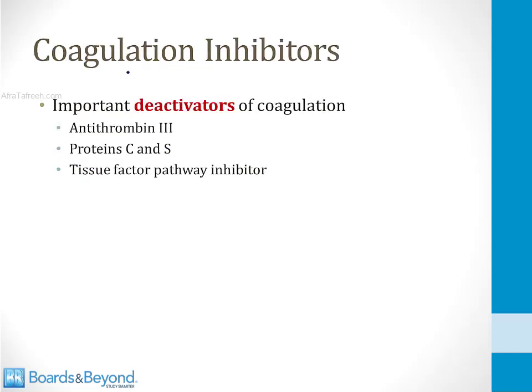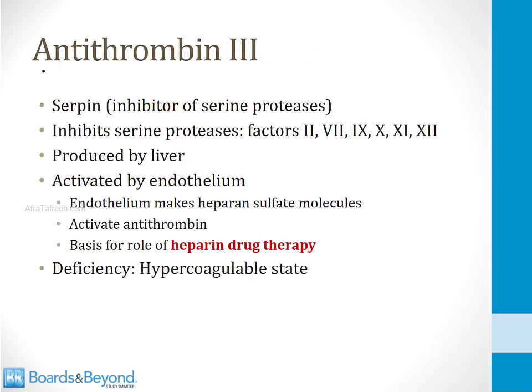So now we've talked about all the ways the coagulation system can activate and form fibrin. What I'm going to do now is talk about coagulation inhibitors. These are naturally occurring substances that are deactivators of the coagulation system, and they keep it from overactivating and forming too much fibrin. First, let's talk about antithrombin 3.